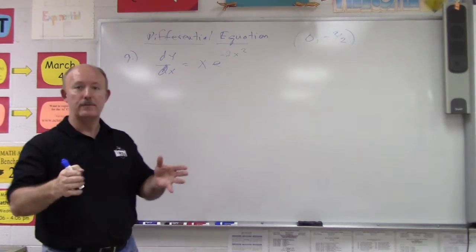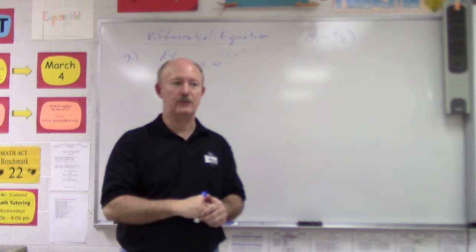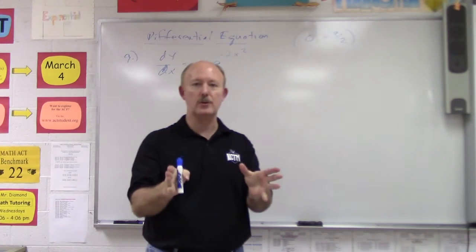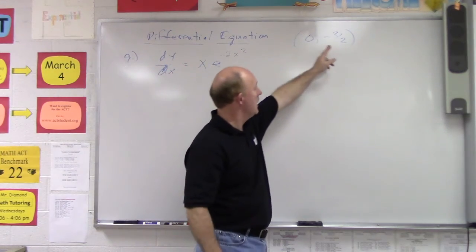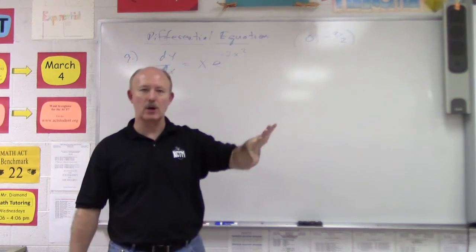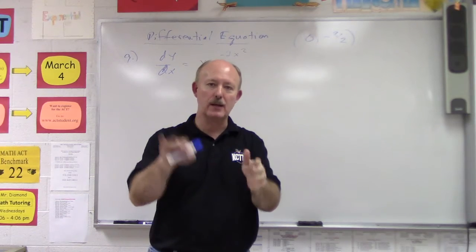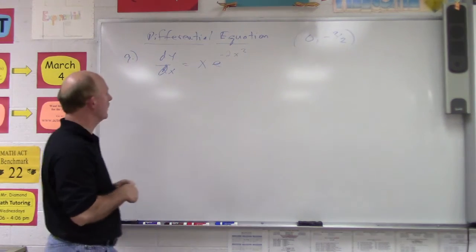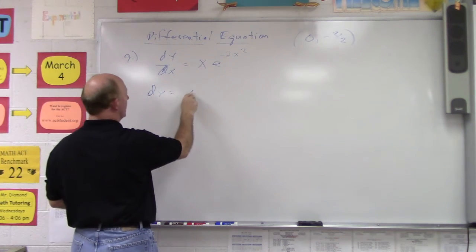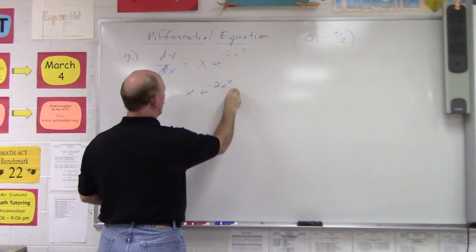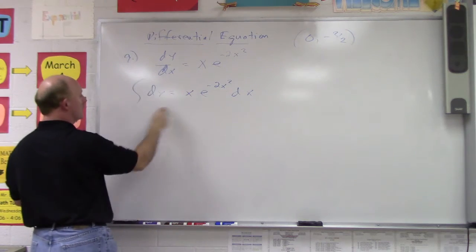Okay, let's see if we can solve this differential equation now. When we're finding a particular solution, remember we're looking for the one curve that will pass through this point. So that's a point on the original curve. We're going to write an equation for the graph passing through this point right here. We're going to start off by multiplying dx to both sides. We have dy equals x e to the negative 2x squared dx. And we're going to integrate left and right.